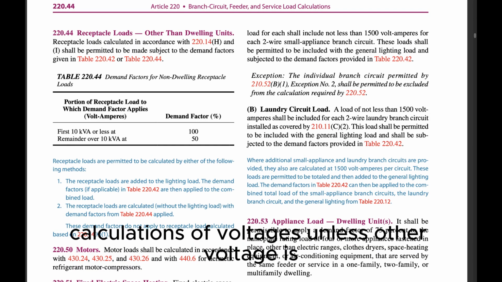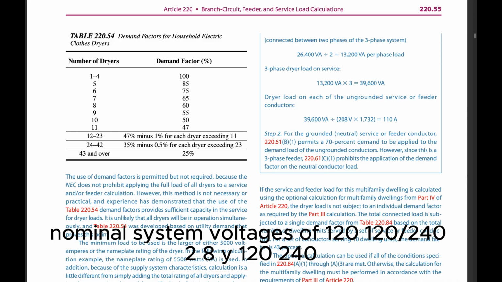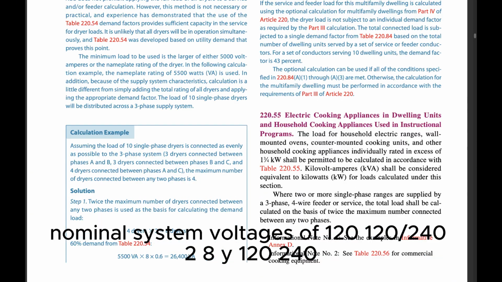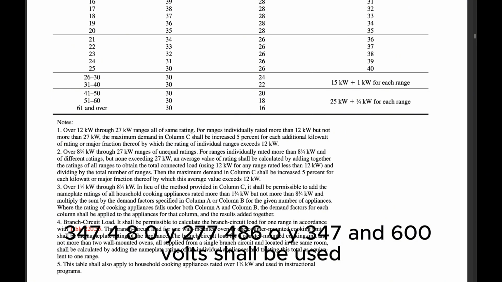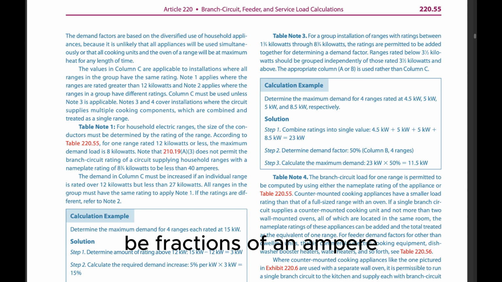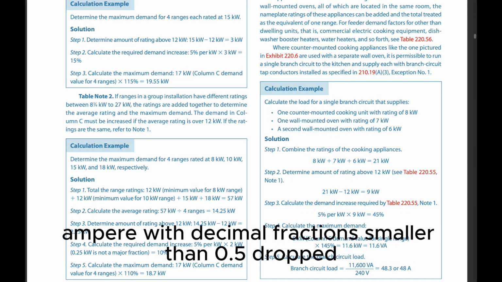220.5 Calculations of Voltages. (A) Voltages. Unless other voltages are specified, for purposes of calculating branch circuit and feeder loads, nominal system voltages of 120, 120/240, 208Y/120, 240, 347, 480Y/277, 480, 600Y/347, and 600 volts shall be used. (B) Fractions of an Ampere. Calculations shall be permitted to be rounded to the nearest whole ampere, with decimal fractions smaller than 0.5 dropped.